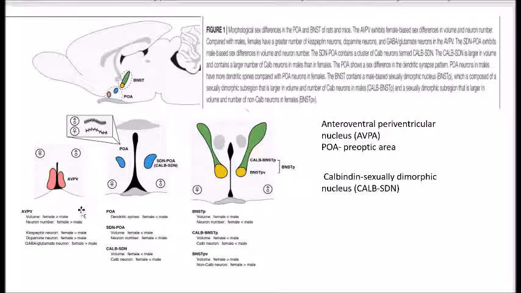And the three that are here are the anterior ventral paraventricular nucleus, part of the hypothalamus, the preoptic area, which we're going to talk about when we discuss bonding and oxytocin. And then finally, here's the bed nucleus of the stria terminalis. As you can see, there are differences in volume and neuron number, as well as neurotransmitter type in each of these three areas.